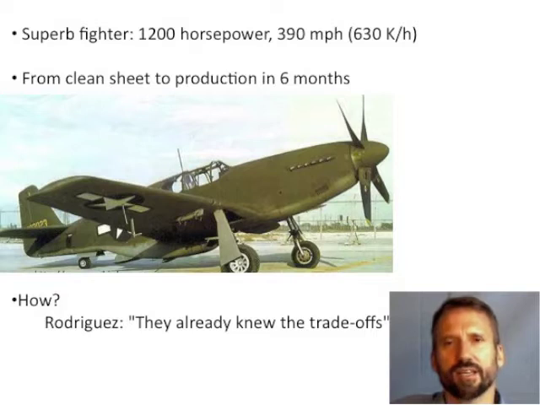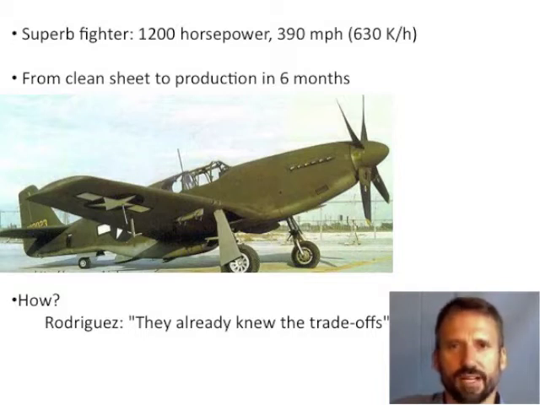The P-51 Mustang story is a remarkable story. Some would say that the P-51 Mustang is the finest piston engine fighter aircraft ever built. It was designed and put into production in 1943 in 6 months, from a clean sheet of paper to rolling off the assembly line. The initial aircraft had about 1,200 horsepower and a speed of about 390 miles an hour.